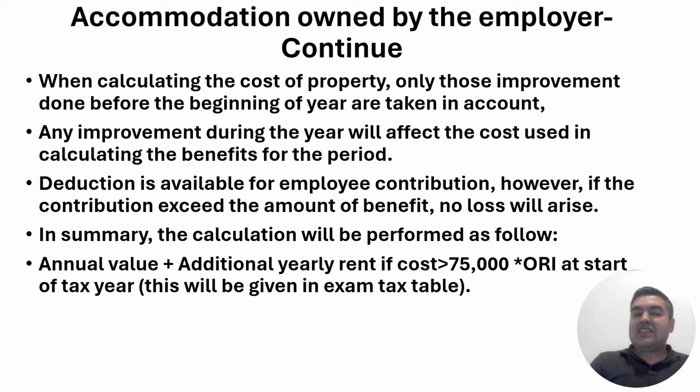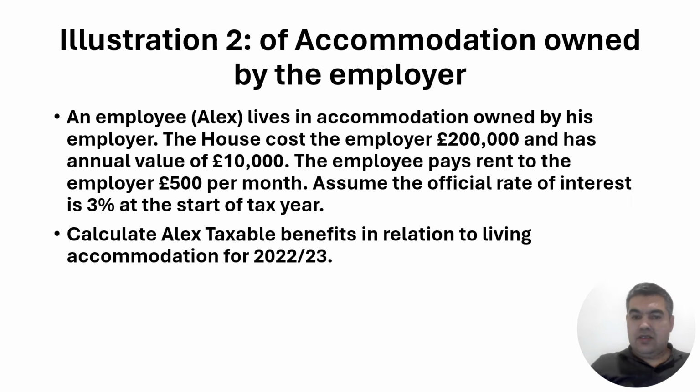Simple as that. In summary, the calculation will be performed as follows. Annual value, as we said, because the property is owned by the employer. In this case, it will be annual value plus additional yearly rent if the cost is more than 75,000, multiplied by the beneficial loan rate at the start of the tax year. So this will be given to you in the exam tax table.